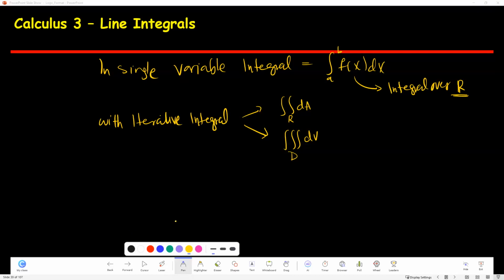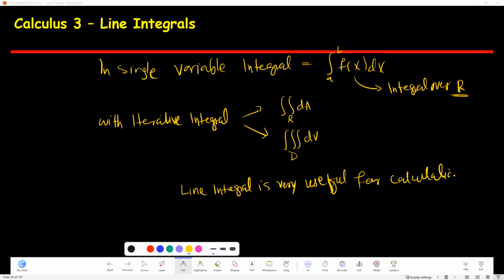So line integral is nothing but an integral over the line, not under the region. Right? It's going to follow the line and find a certain quantity. For example, line integral is very useful for calculation of work over a path or region. When I say region, it is going to just follow the curve.